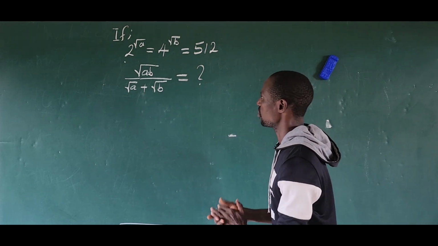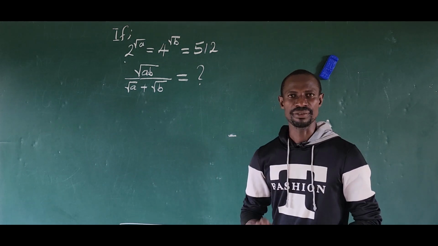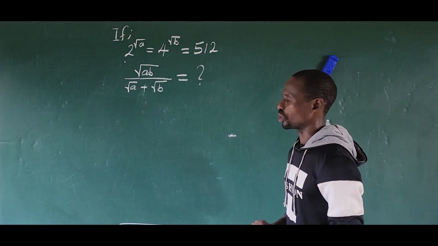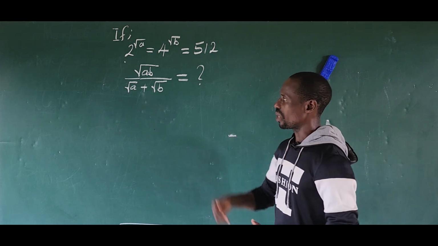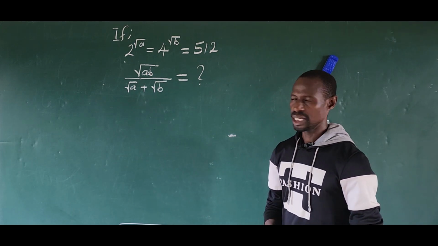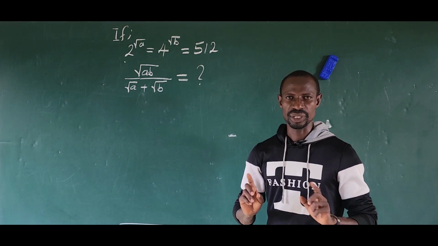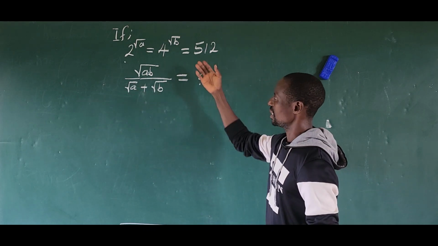Today we have this wonderful math before us here. The question is giving 2 to the power of root A equal to 4 to the power of root B equal to 512. Then we are asked to evaluate the square root of A times B all over root A plus root B. What will be the value of it from this given expression here?